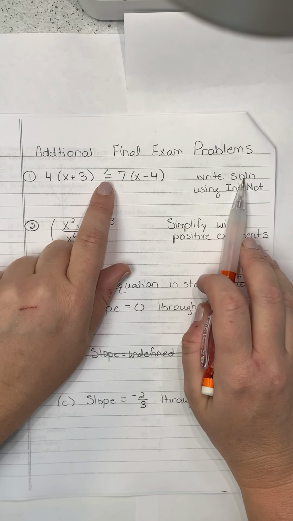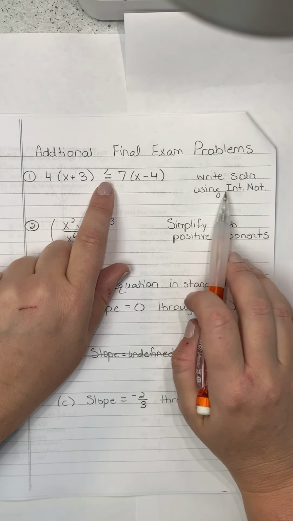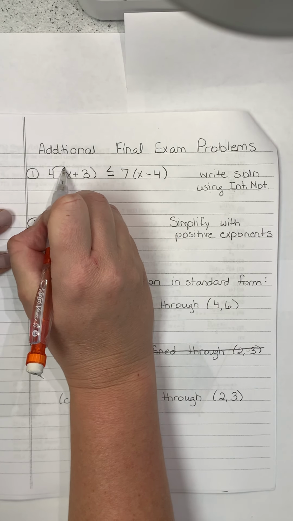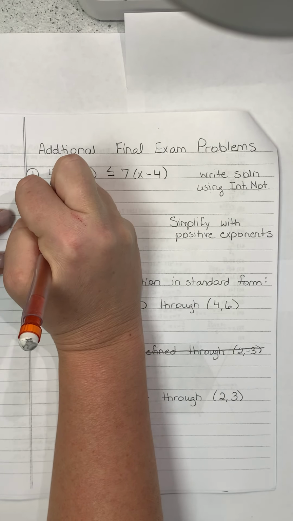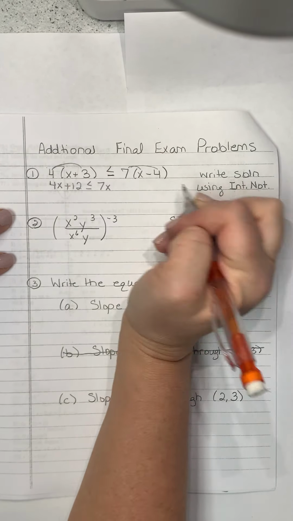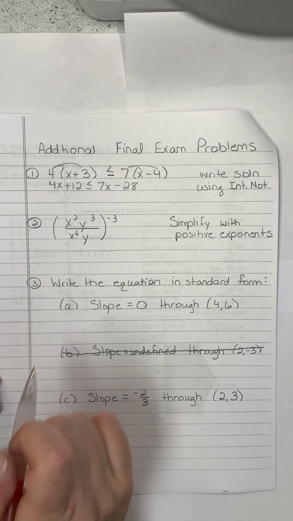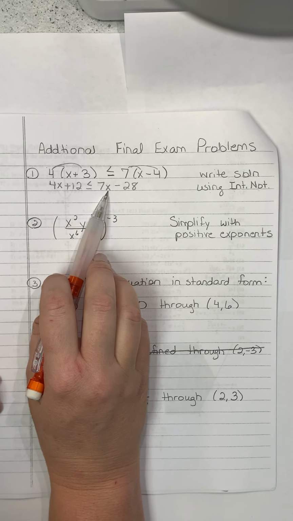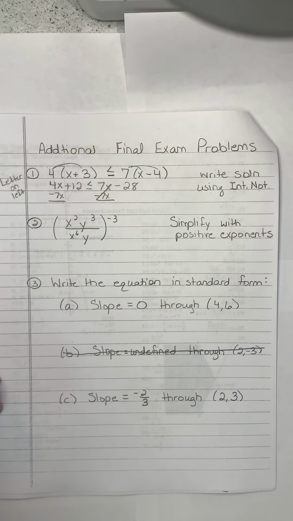Now this means write the solution using interval notation. So that's what it's going to want. Okay, so let's get our solution. So we are going to distribute the 4, and then we're going to distribute the 7. Okay, now if this were an equation, I would subtract the 4 because I like to keep my letter positive. But for inequalities, your letter goes on the left. So we need to leave our 4x alone, and we need to subtract 7x from both sides.